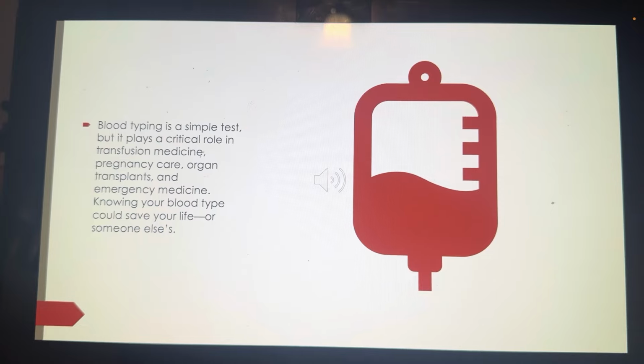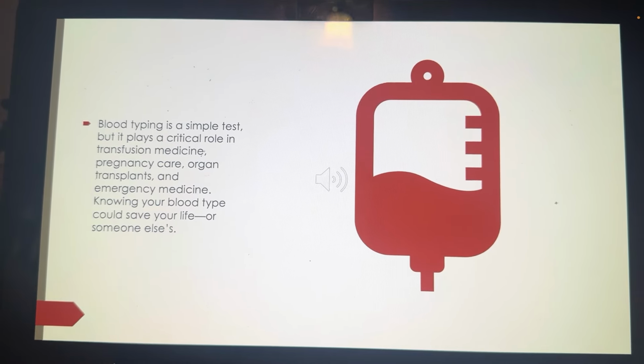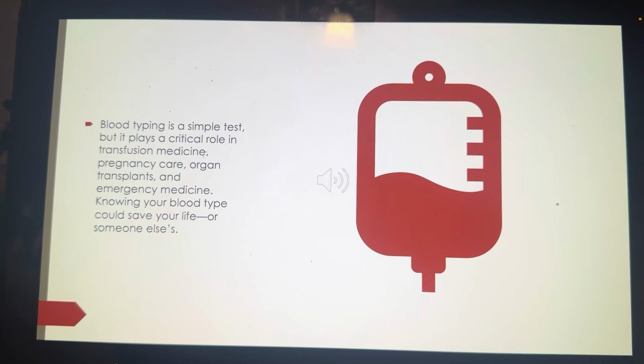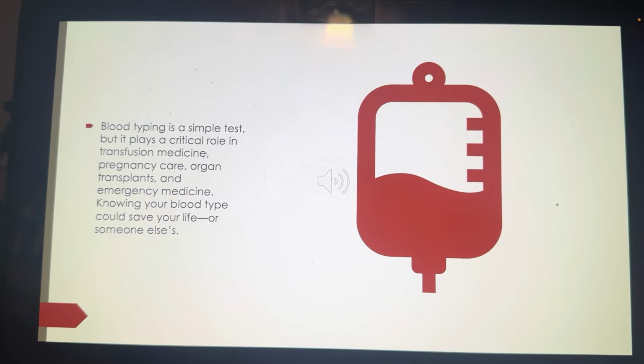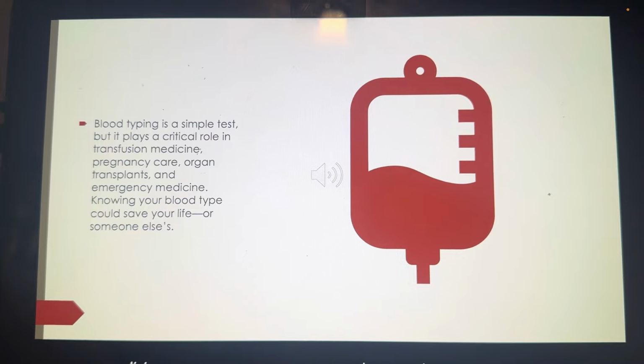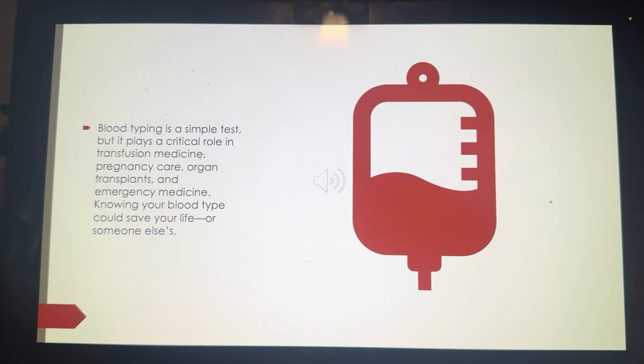Blood typing is a simple test, but it plays a critical role in transfusion medicine, pregnancy care, organ transplants, and emergency medicine. Knowing your blood type could save your life or someone else's.